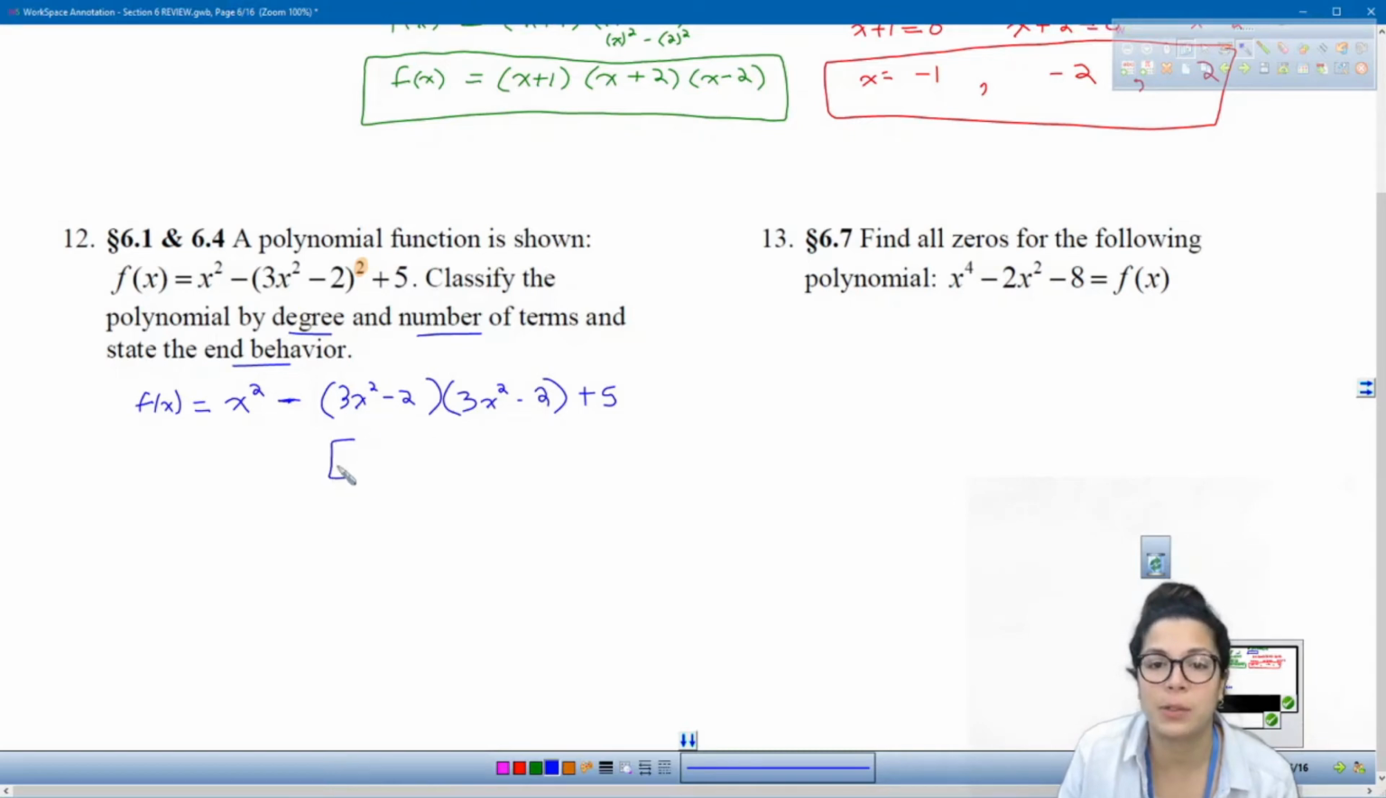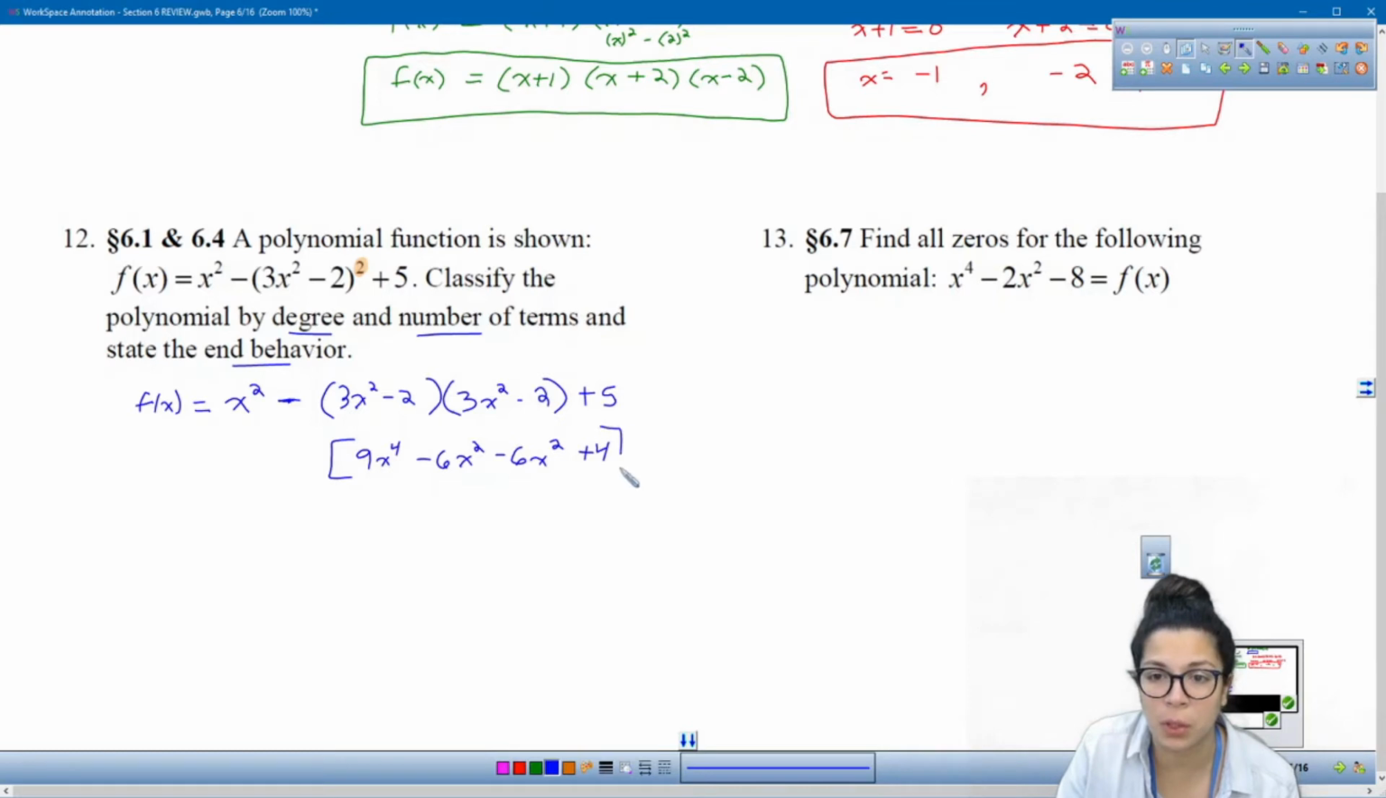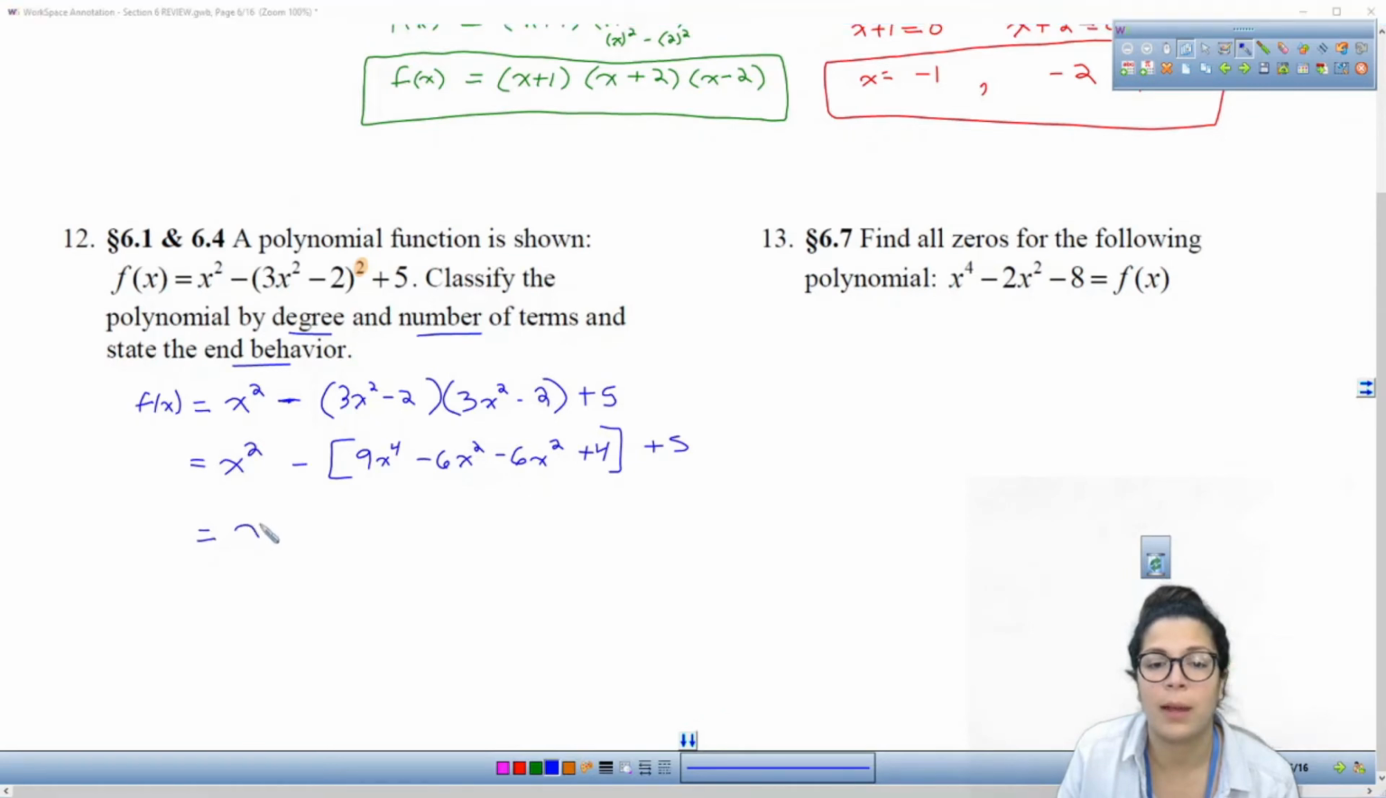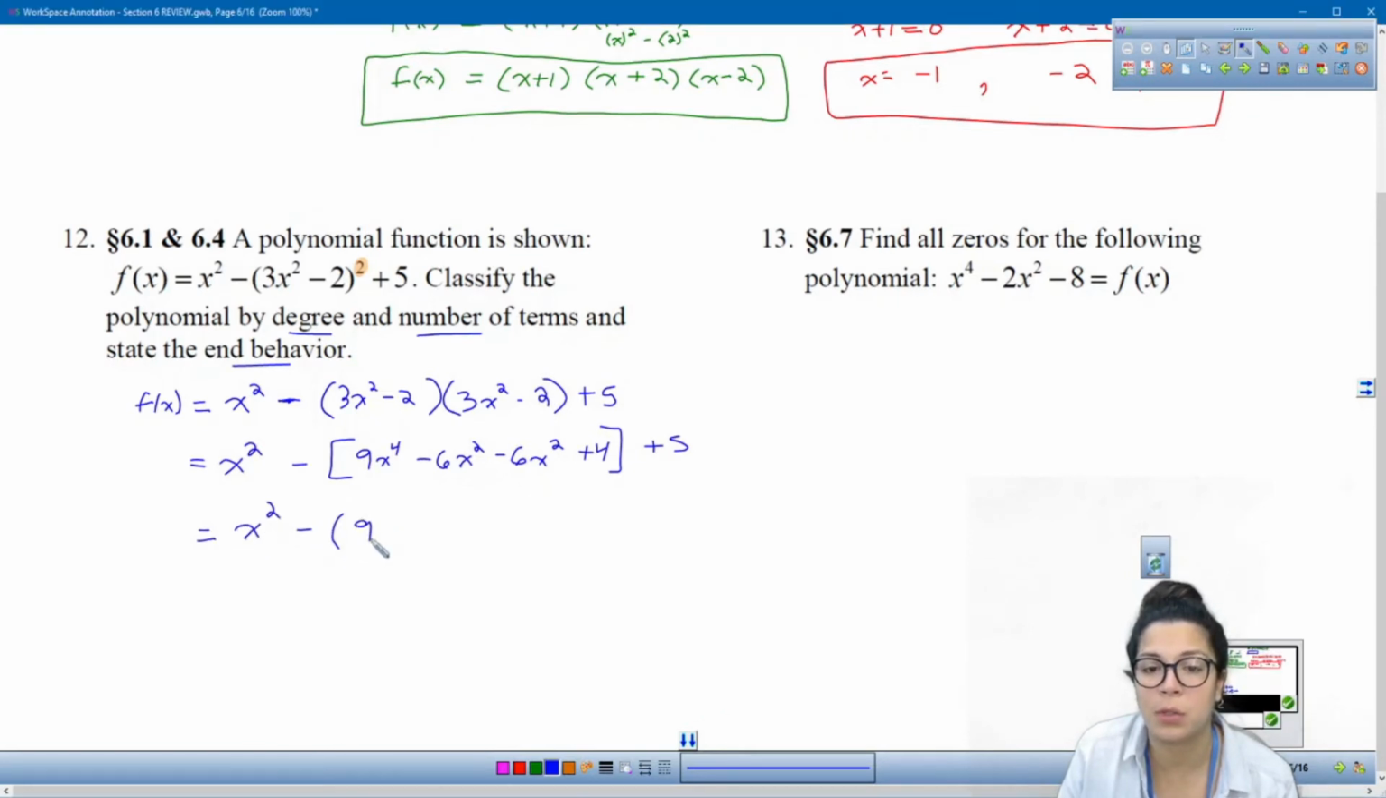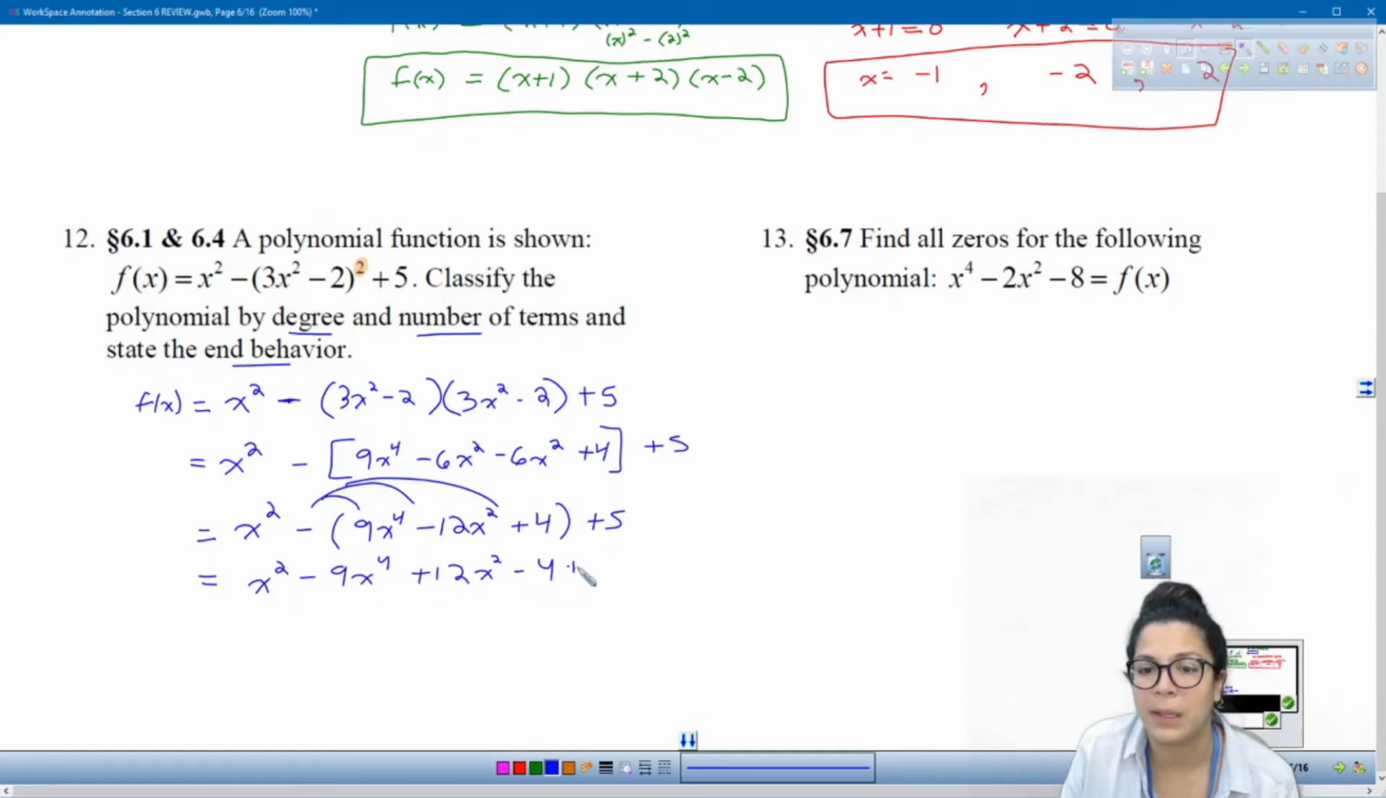So 3x squared times 3x squared is 9x to the power of 4. 3x squared times -2 is -6x squared. -2 times 3x squared is -6x squared. -2 times -2 is +4. Then I can group the middle 2 terms, which gives -12x squared, and distribute the negative, which changes the sign of each term. So I have x squared minus 9x to the power of 4 plus 12x squared minus 4 plus 5.